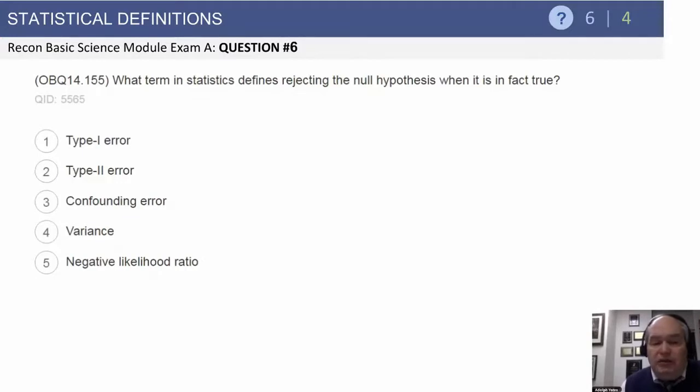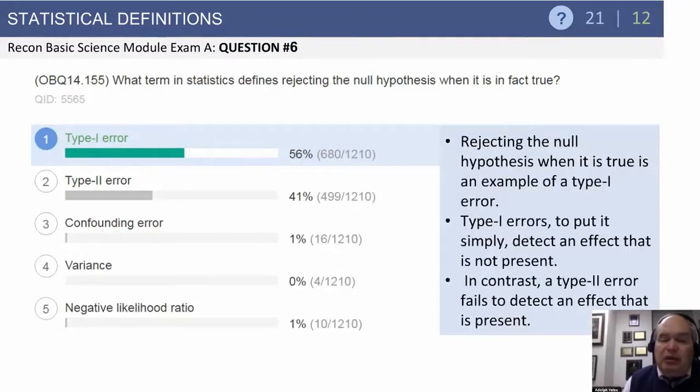We're going to quickly move to statistical definitions. And so the question is, what term in statistics defines rejecting the null hypothesis when it is in fact true? And that represents a type 1 error. And what that means is that you believe that you have found something that is being caused by the effect. You've rejected the null hypothesis, but in fact, it's not true in the big sense that it's real.